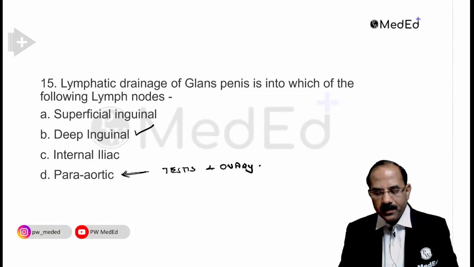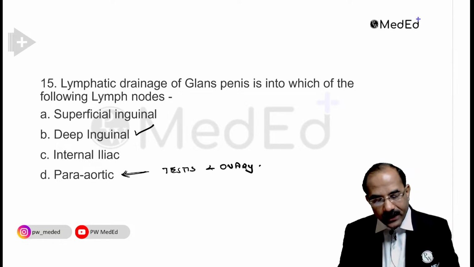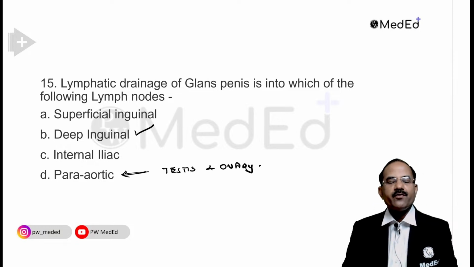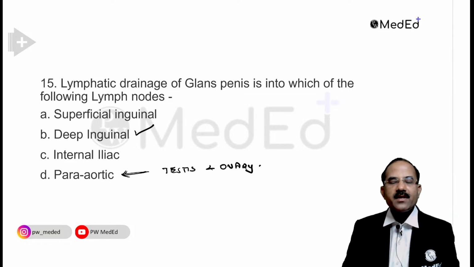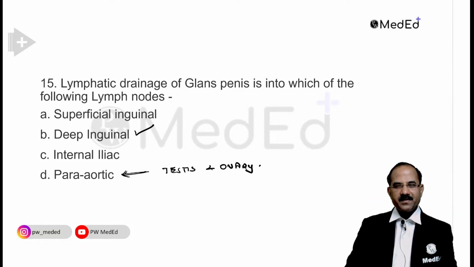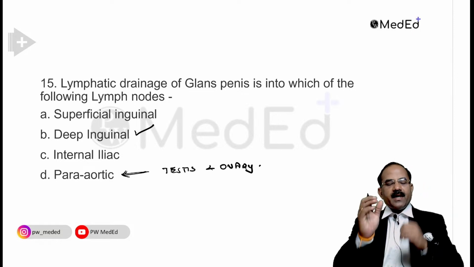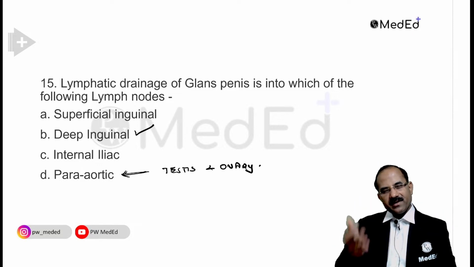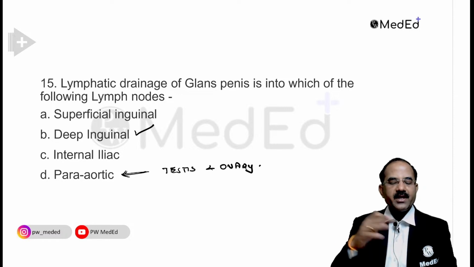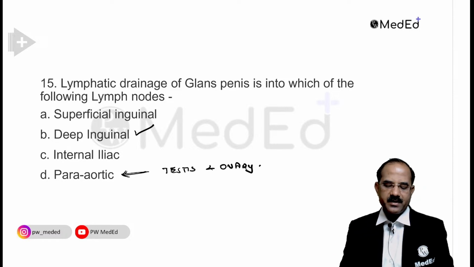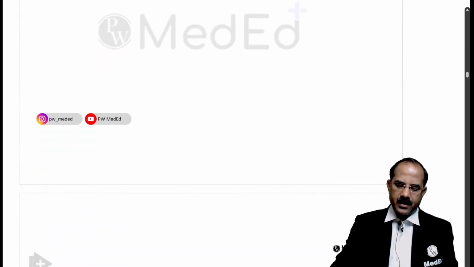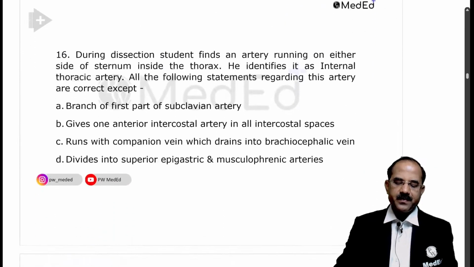Lymphatics from the glans penis and the glans clitoris go into the deep inguinal lymph node. That's the lymph node of Cloquet or Rosenmuller. Fine? Internal iliac lymph nodes will receive all the organs: the uterus, the bladder, the rectum. This all will drain into the internal iliac group of lymph nodes. Perfect.